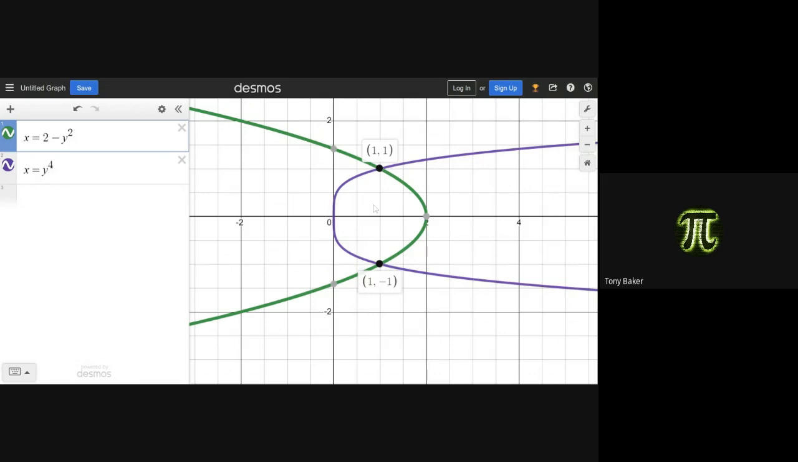Are you going to let us use calculators to see these things? Yeah, you'll be able to use Desmos on your device to actually graph it and visually see it.